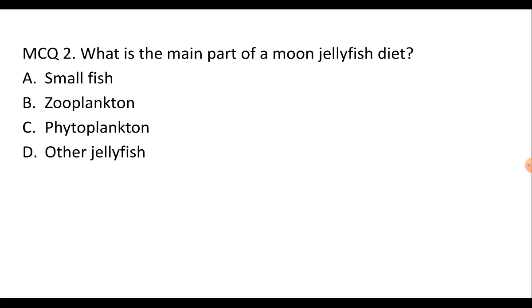The second question is, what is the main part of a moon jellyfish diet? Means, what is its food? Is it small fish, zooplankton, phytoplankton, or does it feed on other jellyfish? The answer is B, where it feeds on small microscopic protozoans or zooplanktons. Yes, the answer is zooplanktons.